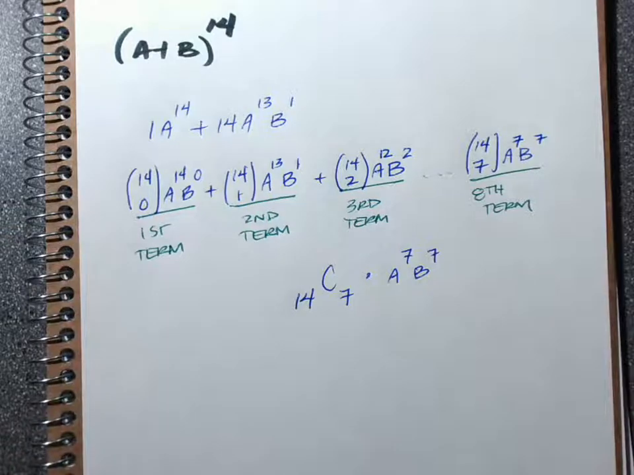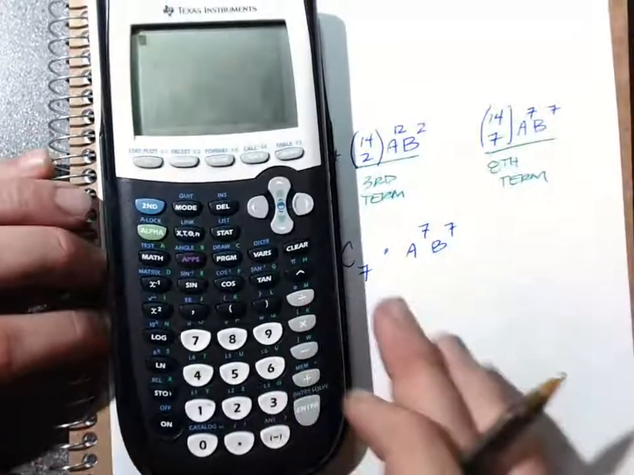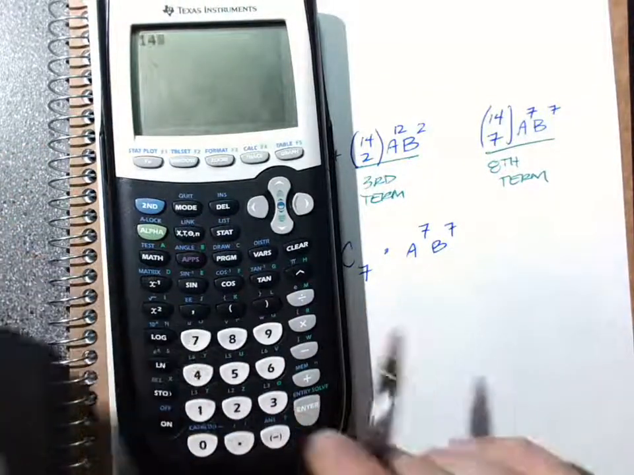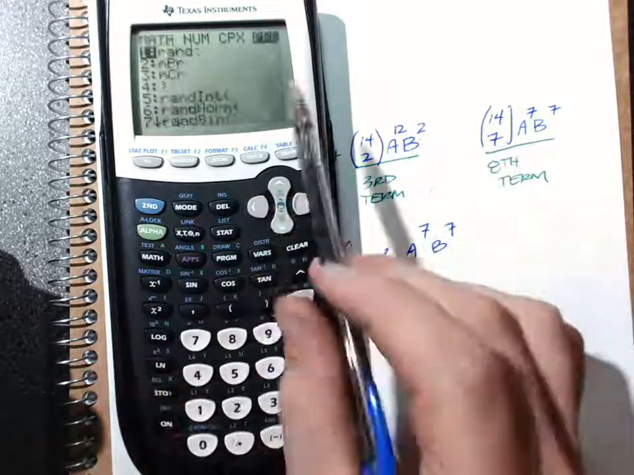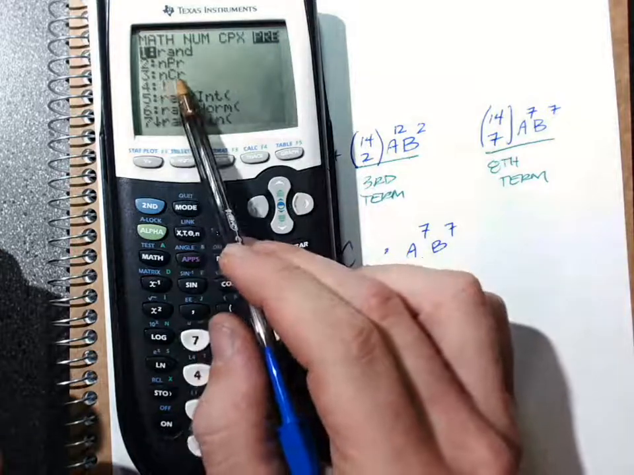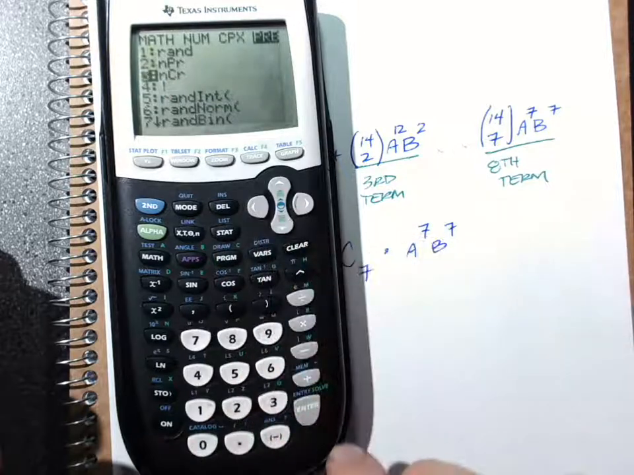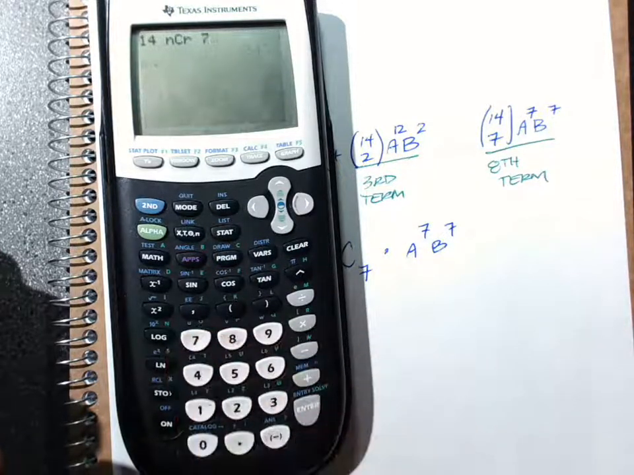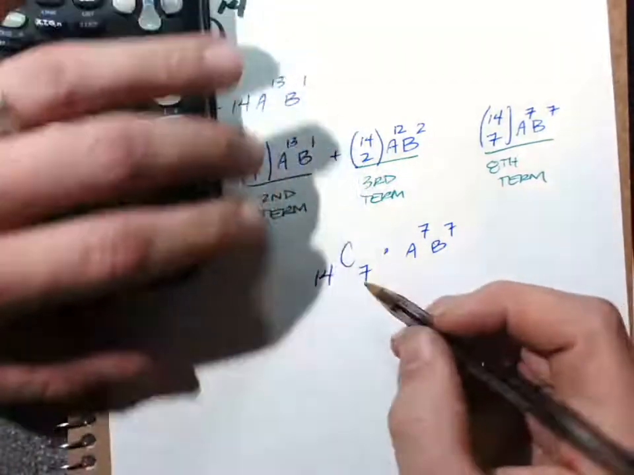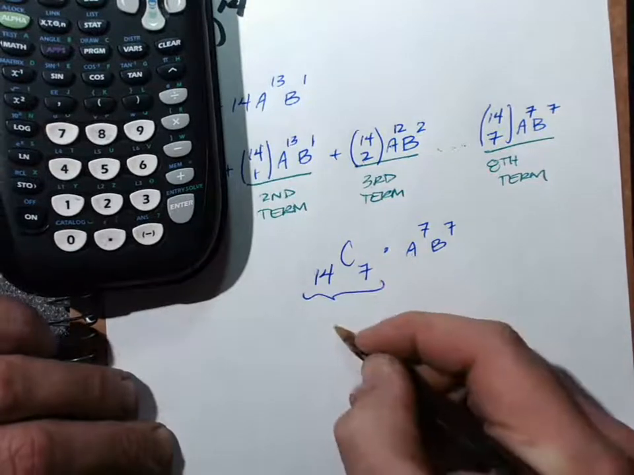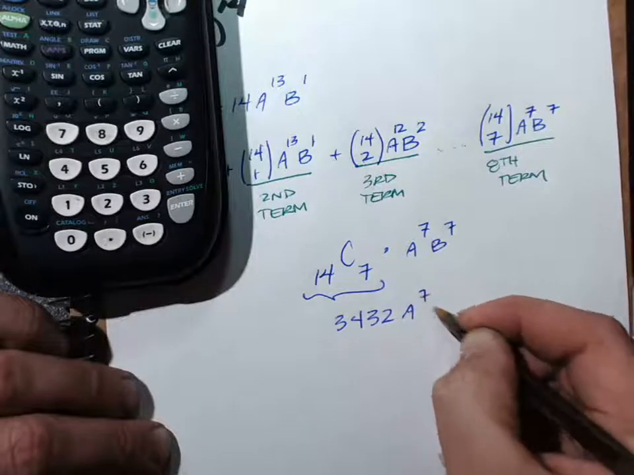So let's go ahead and review where that button is on the calculator. We do have to put 14 in first, at least on my calculator. That's how it works. Under math, then we're going to key over to probability, PRB, and we want the n choose r. So 14 choose 7. 3,432 happens to be this coefficient. Then a to the 7th, b to the 7th.